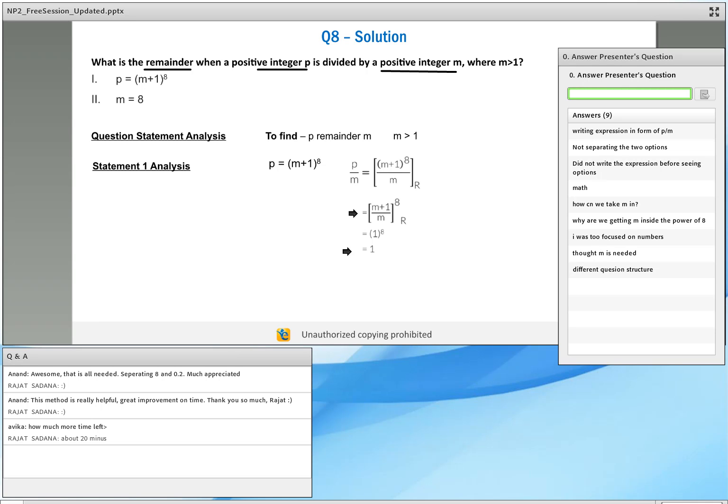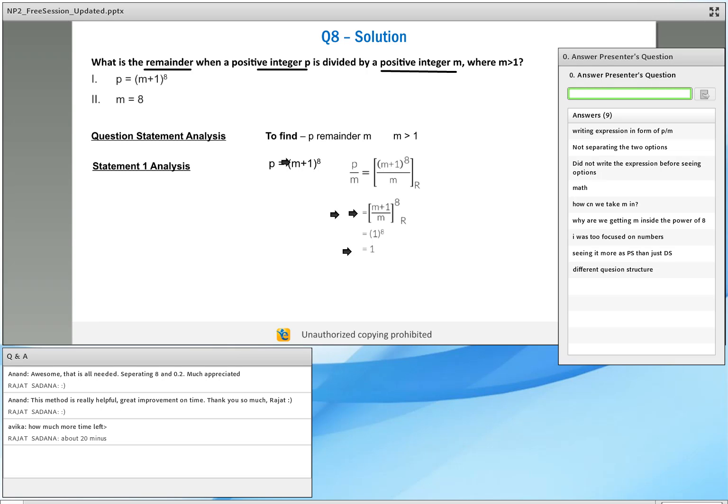For those of you already saying, how did we get m inside? Remember, what did we say? If you have a product of two numbers and you really want to figure out the remainder for a product of two numbers divided by a divisor, then you can divide each one of those numbers individually by the same divisor and you can get their remainder. That's the same principle that we are using over here. In this case, p is expressed as a product of 8 numbers, each one of them m plus 1. So as long as we can get the remainder for each one of them individually, we can multiply and add those remainders and get the answer, which is kind of what we did over here.